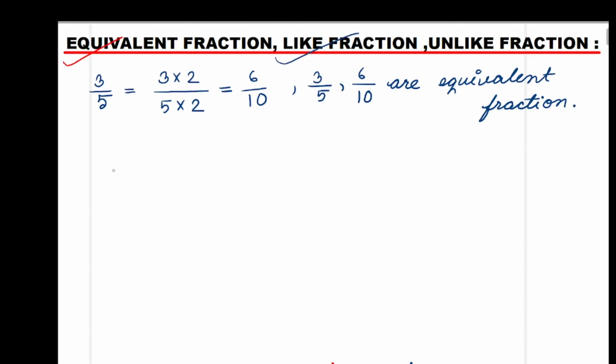Next, come to the like fraction. In like fractions, suppose 3 by 11, 5 by 11. Now see, in both the fractions, both the denominators are the same. So that is why we can say that they are like.